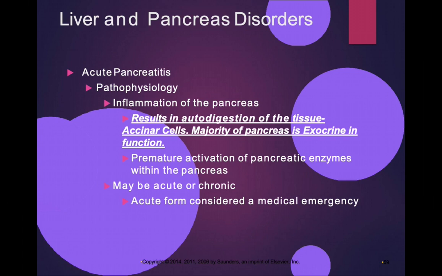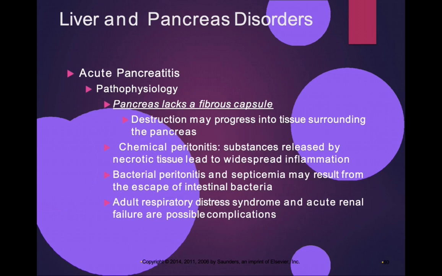But the other portion is exocrine. The majority of the cells and tissue of the pancreas is the acinar cells. So what ends up happening is the inflammation of the pancreas results in autodigestion of the tissue, because of the acinar cells. The majority of the pancreas is exocrine function, and the premature activation of the pancreatic enzymes within the pancreas leads to autodigestion of it. It may be acute, could be chronic. The acute form is considered a medical emergency.